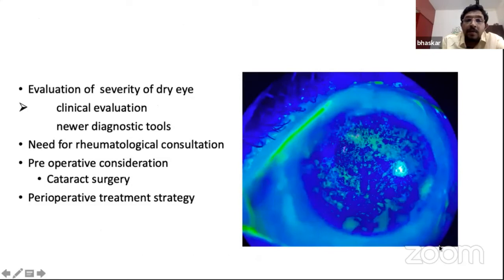So why do you need to be aware of this, and what do you want to do when a patient comes to you? Obviously, just using a drop of fluorescein on the eye gives you a staining pattern, and this tells you that the dryness is much more severe than routine computer vision syndrome, and you need to take this patient a little more seriously.